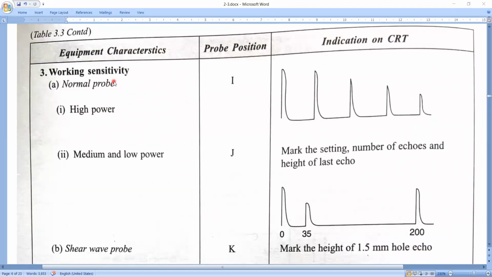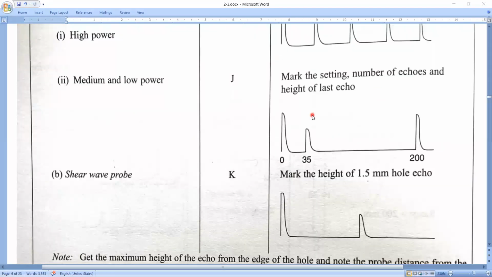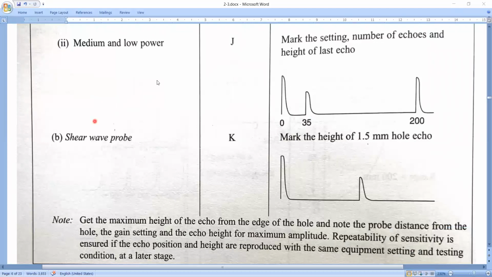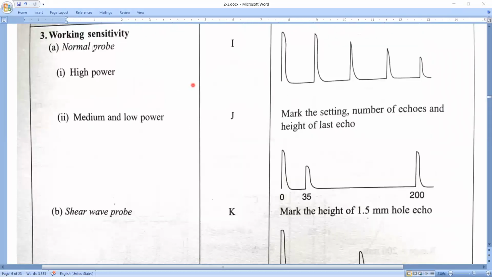Next, working sensitivity. How do we measure the working sensitivity? High power, medium power. These are the standard waves. Is there any deviation in the wave formation? Automatically there is a problem with the sensitivity of the equipment. This is for shear waves. This is for medium functional wave, normal probe with high power and medium power.